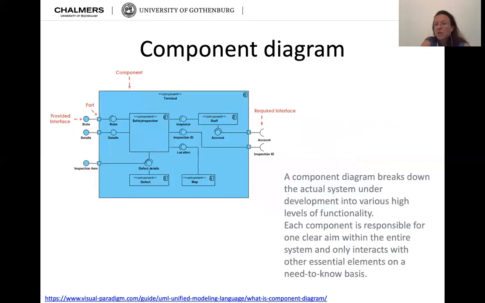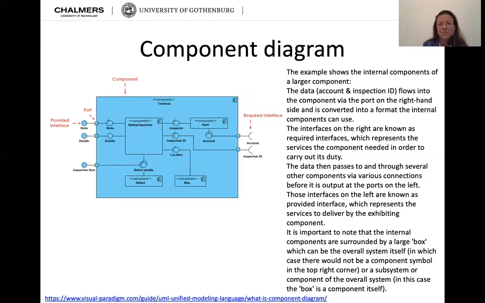What does that mean? A component diagram breaks down the actual system and the development into various high levels of functionality. Each component is thereby responsible for one clear aim within the entire system and only interacts with other essential elements on a need-to-know basis. So only need to know, which means low coupling, high cohesion. Low coupling means we only interact with the essential elements on a need-to-know basis, not beyond that needed interface.